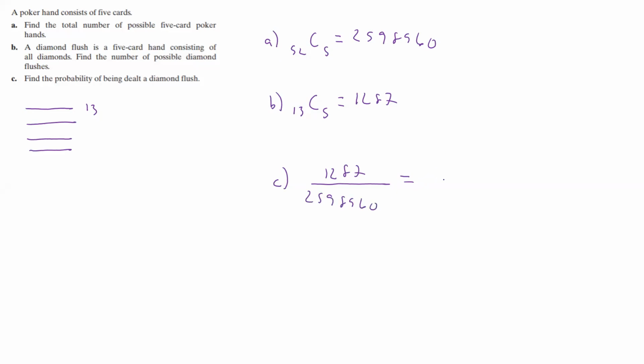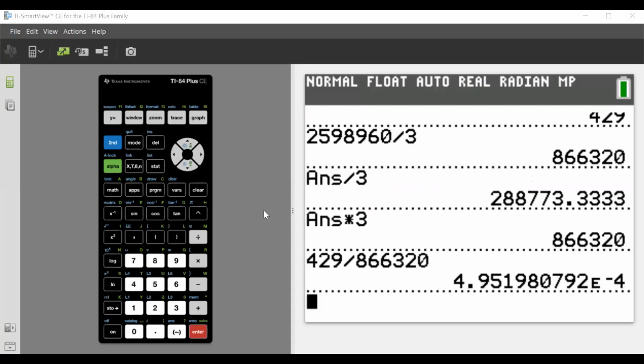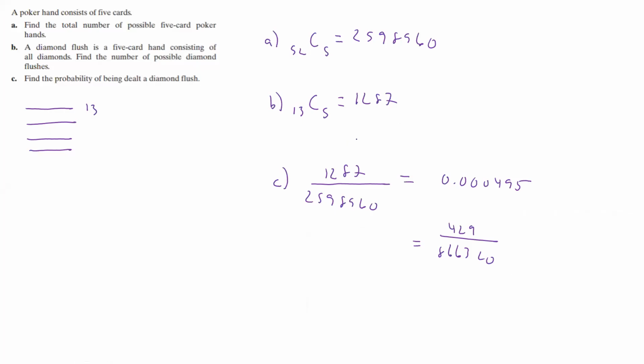And as a decimal, we got 0.000495. But when we reduced it, we had 429 over 866,320, if I remember right. Yep. All right. So either way is going to be our answer. If they wanted a decimal to that many places or 3 significant figures, or as the fraction in reduced form, and I think that's as far as we can reduce that one.